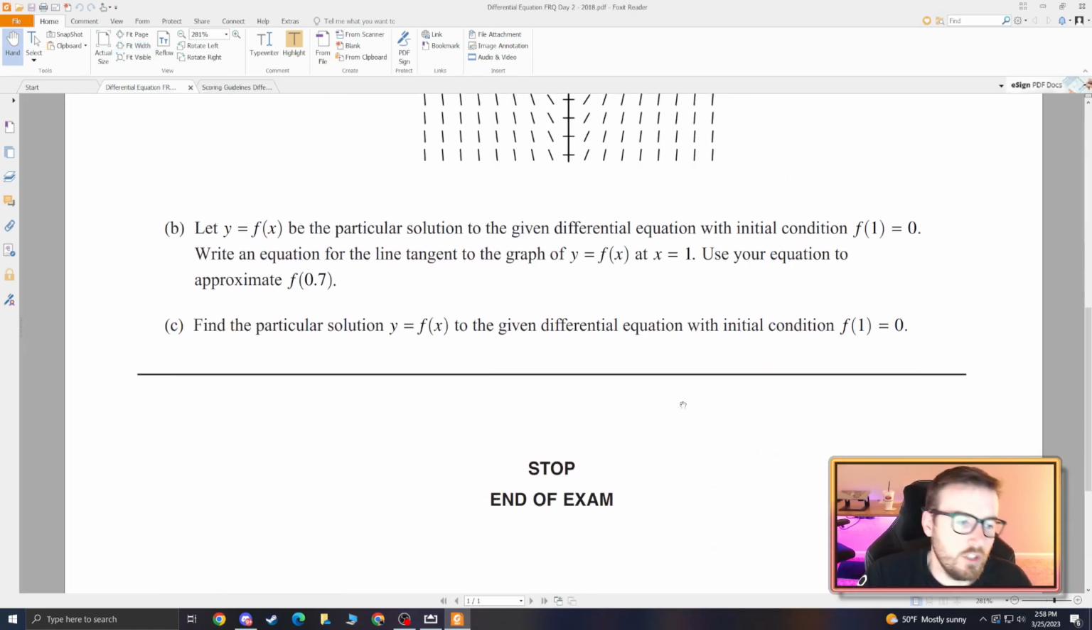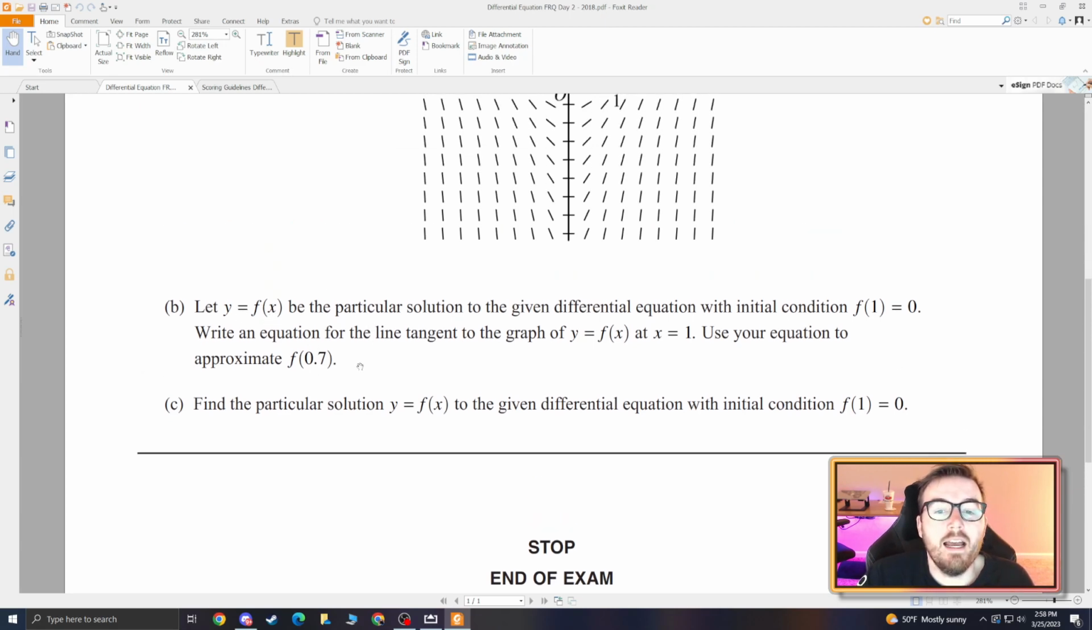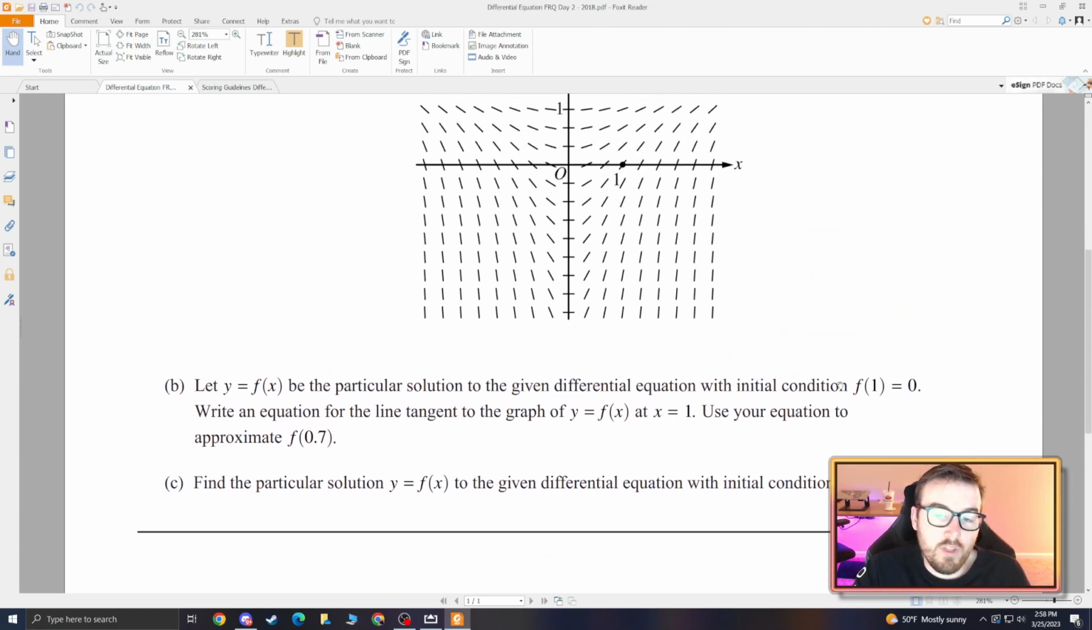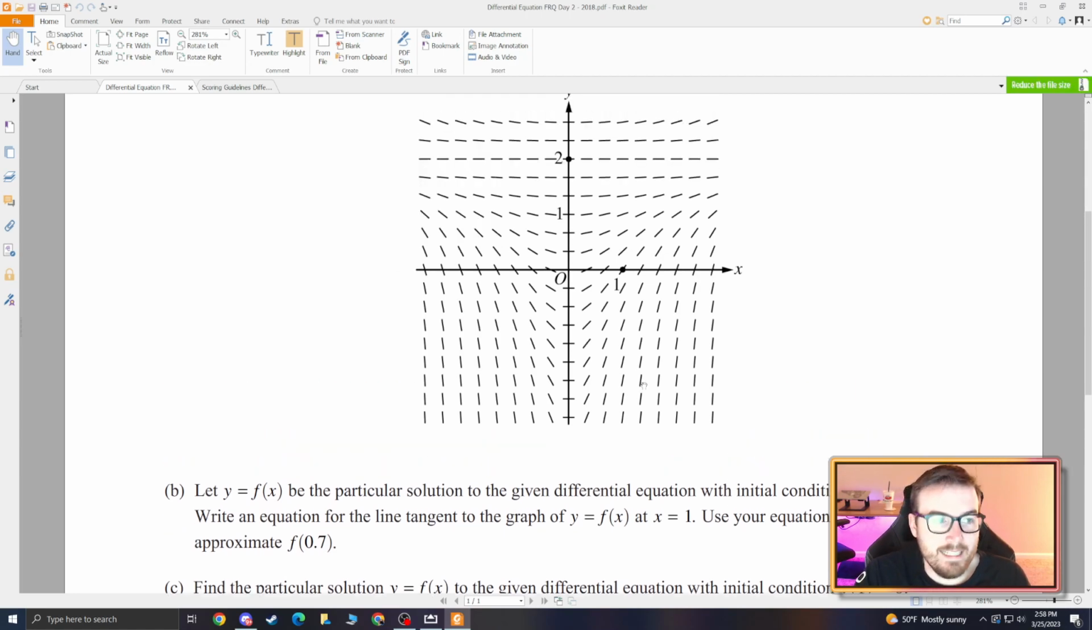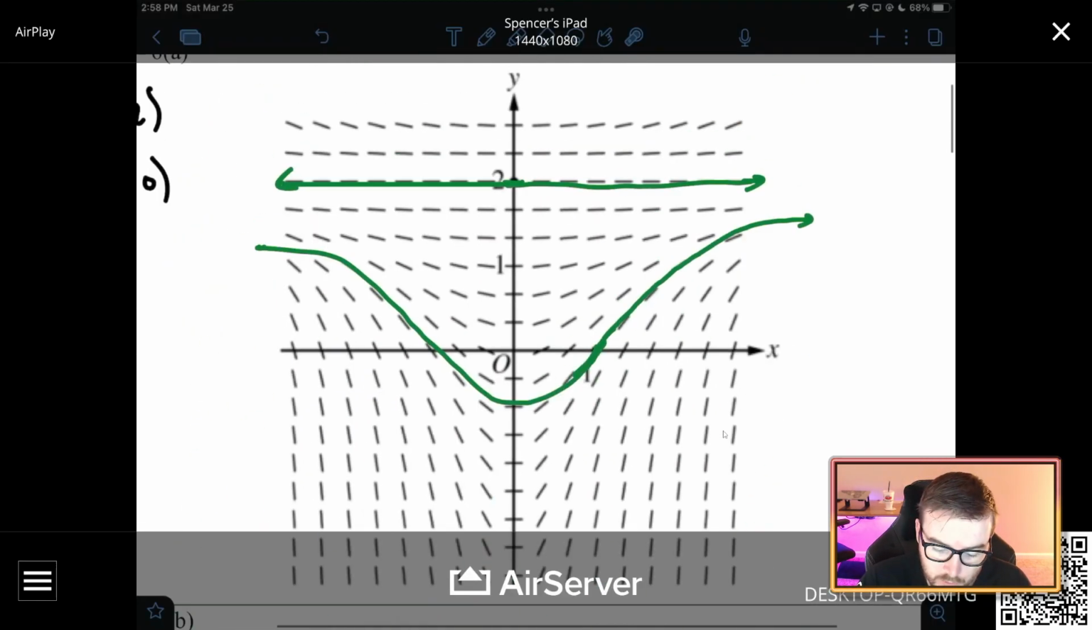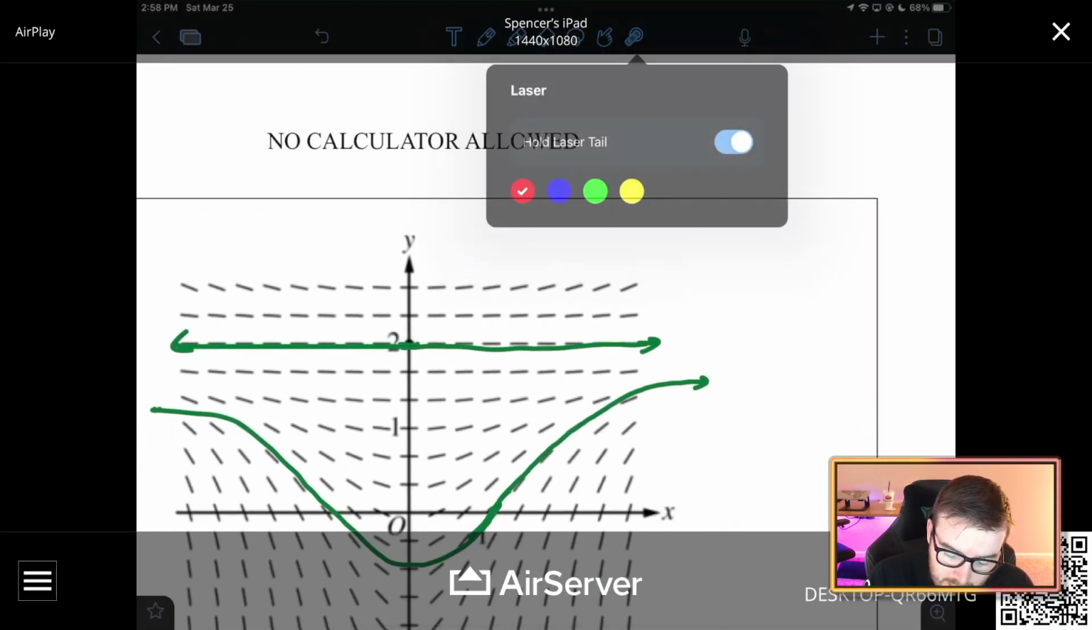Find the particular solution y equals f of x to the given differential equation with the initial condition f of 1 equals 0. We were told this one random fact about f, but now we want to know what is the equation, right? You remember the line that we just drew, the curve that went through 1, 0, literally right here?